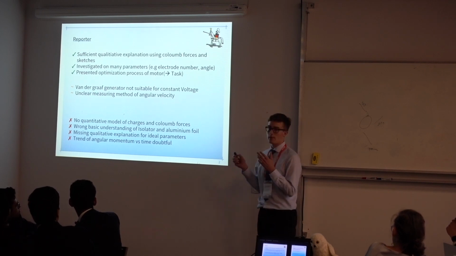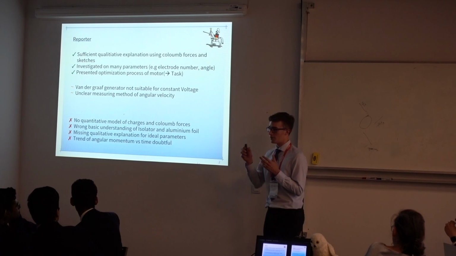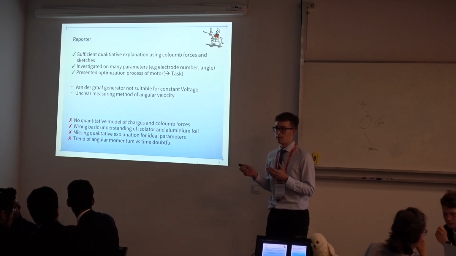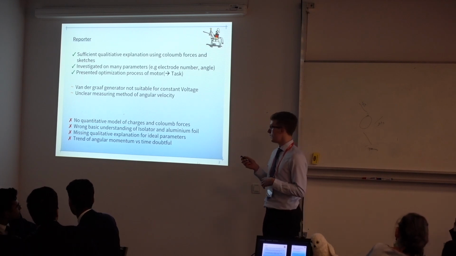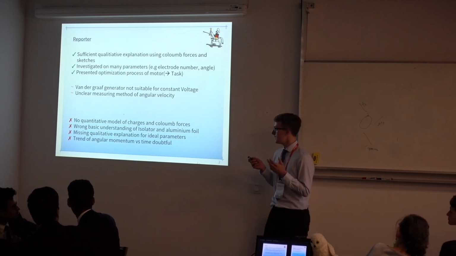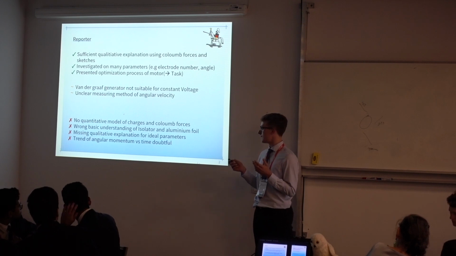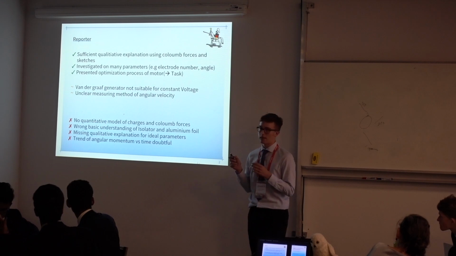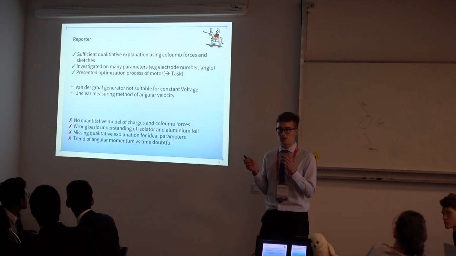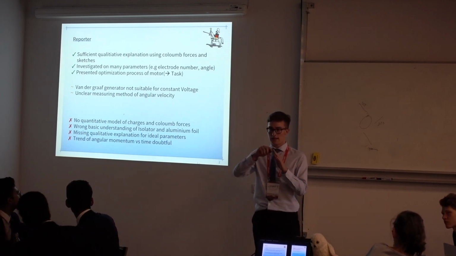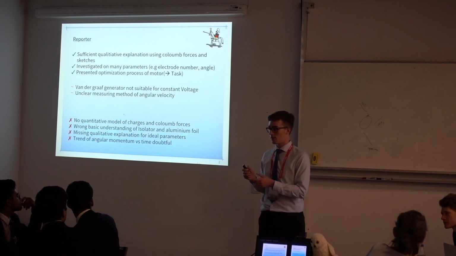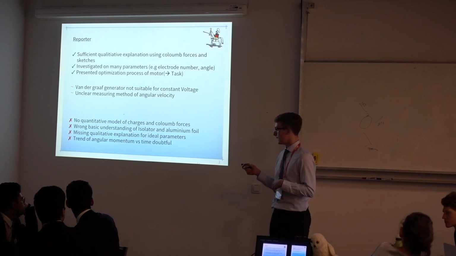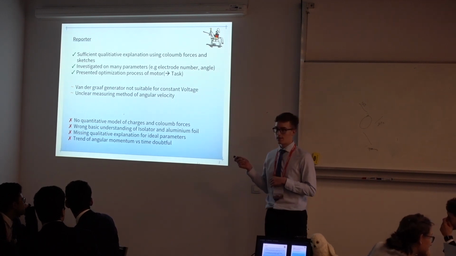But it's questionable whether the Van de Graaff generator is suitable to produce a constant voltage over time, and it's unclear how he measures angular velocity. Furthermore, there is no quantitative model of charges, and there is a wrong basic understanding of this, or this is quite wrong, excuse me. There is a missing qualitative explanation for ideal parameters, which is especially important for the tilt angle of the electrode, because there the reporter made a wrong statement, and we'll take a look at that in a moment. And also his trend of angular momentum versus time is quite dumb.